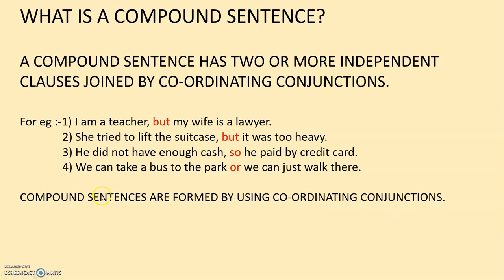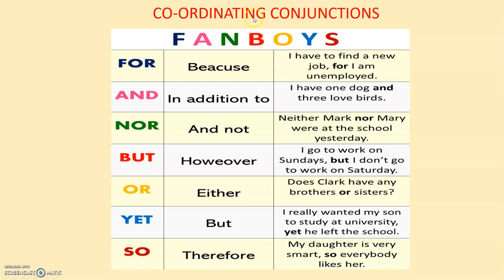Remember that for compound sentences we have what? Coordinating conjunctions. But, so, or. There are some more. Now the best way to remember is remember the word FANBOYS. If you remember FANBOYS, you remember what it stands for. F is for, A is for and, N is for nor, B is for but, O is for or, Y is for yet, and S is for so. So remember this word FANBOYS, and you have examples given here.